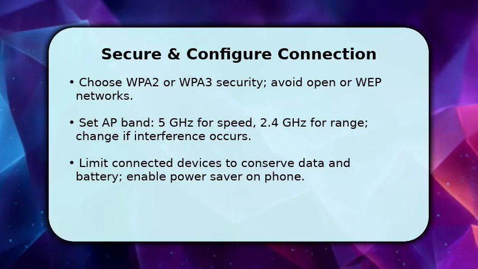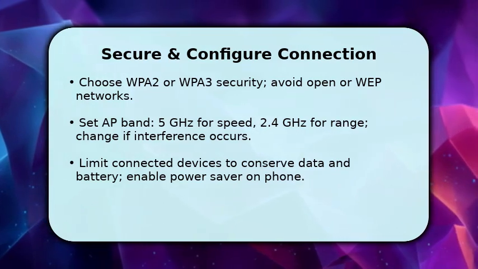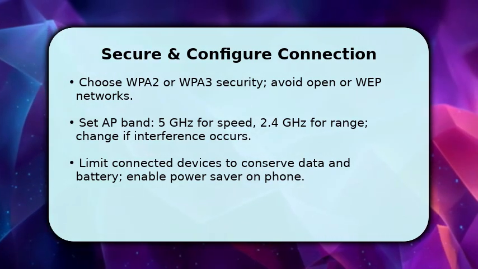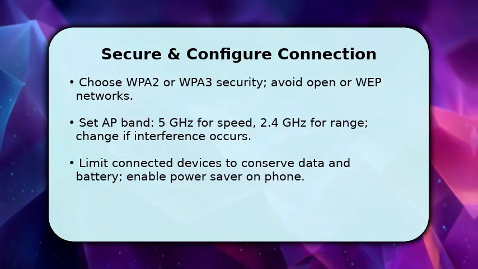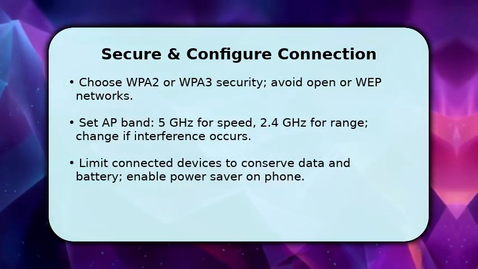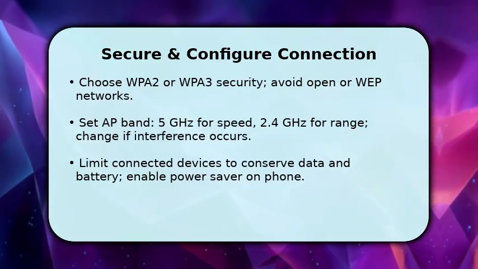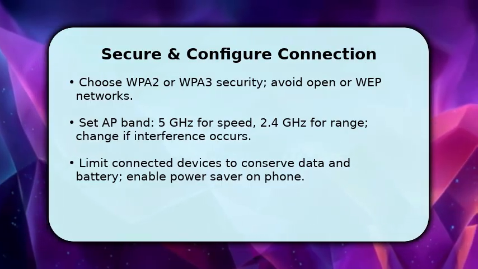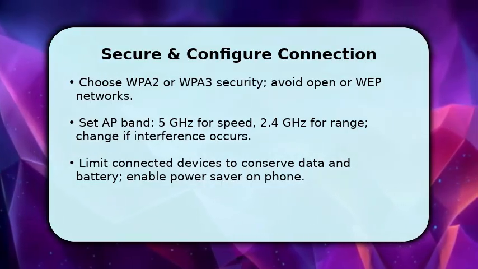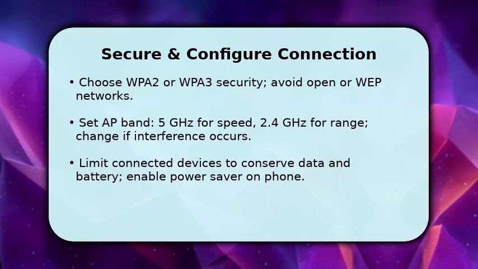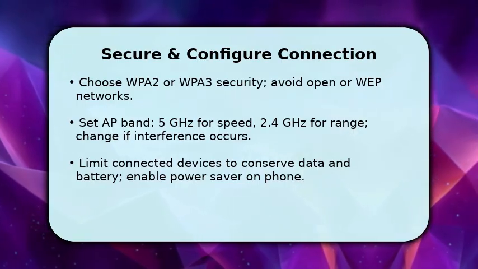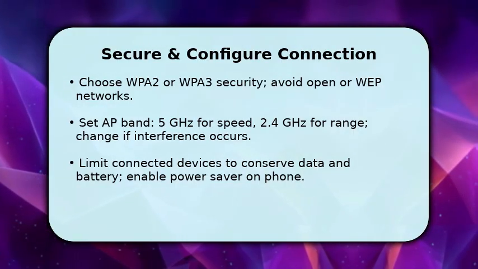Once connected, prioritize security by using WPA2 or WPA3 so your traffic stays encrypted. This prevents casual eavesdropping. Next, pick the optimal band. Use 5 GHz for faster transfers and less interference, or 4 GHz when you need better range. Switch bands in your hotspot settings if performance lags.